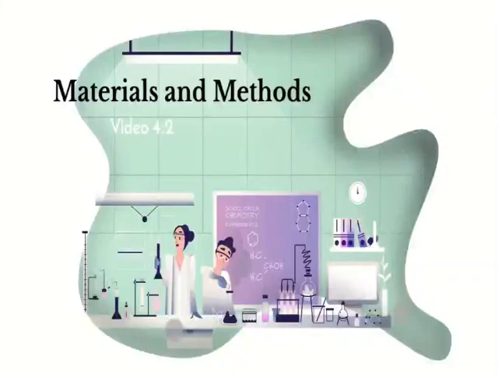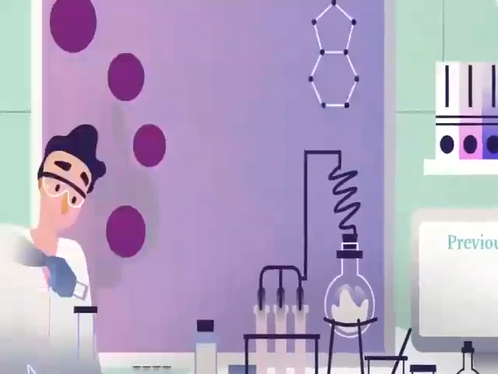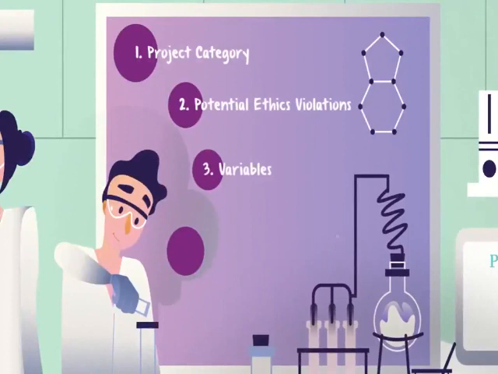Let's take a look at some previous videos. In video 1, we helped you to identify the most appropriate category for your project. In video 2, we helped you identify and resolve potential ethics violations. In video 3, we helped you to identify variables in scientific investigation type projects. In video 4.1, we gave you an overview of materials and methods in research.